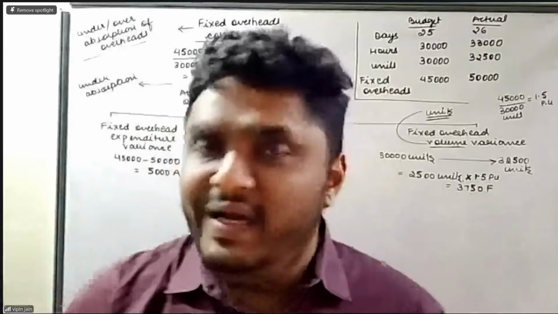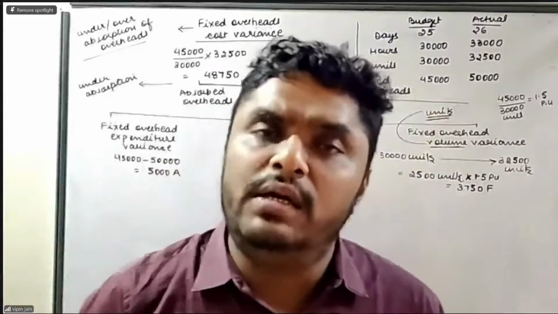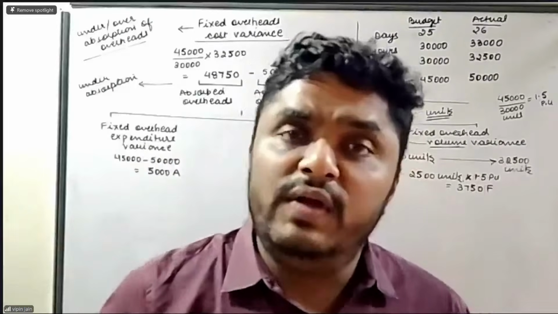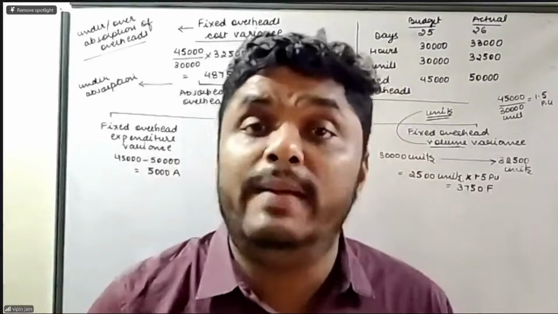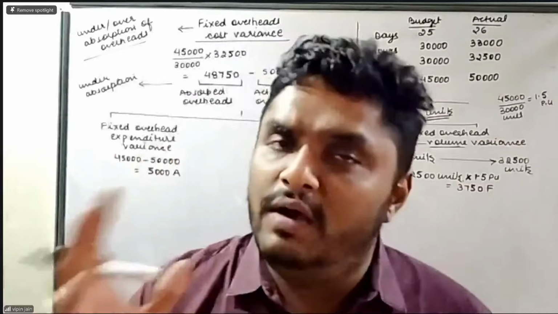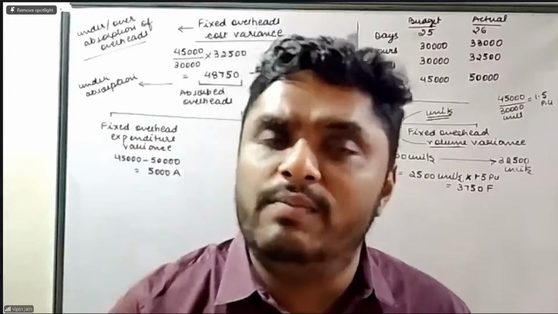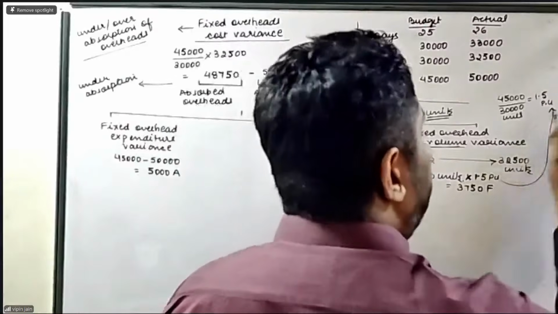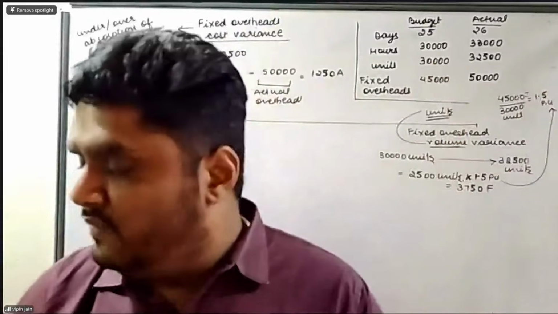Why is this variance favorable? That is the key. We targeted that my budgeted output will be how much? 30,000. My budgeted volume will be 30,000 units. But instead of 30,000 units, we manufactured 32,500 units. It means it's a very good sign for the company. They manufactured an extra 2,500 units. So this variance will be favorable. Now, since we have to express all these variances in monetary form, we apply the rate per unit. And how did we get this rate per unit? 1.5, 45,000 rupees divided by 30,000 units.